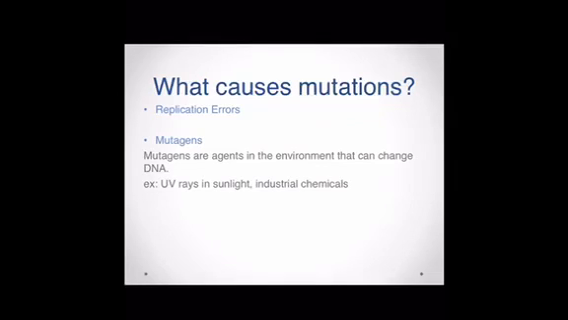Mutations can also be caused by mutagens. Mutagens are agents in the environment that can change DNA. How do mutagens change DNA? They speed up the rate of replication errors and in some cases even break DNA strands. Some mutagens can occur naturally, such as ultraviolet rays in sunshine, and other mutagens may be industrial chemicals. So that is all for today's video.